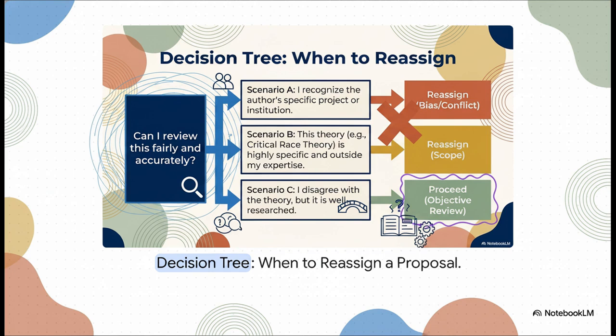Scenario A: you instantly recognize the author or the specific project. That's a clear conflict of interest. Go ahead and reassign it. Scenario B: The proposal relies heavily on a highly specific theory that is entirely outside your wheelhouse. Reassign it. But look at scenario C. You disagree with the author's theory, but it's well-researched and well-argued. In that case, you proceed. You review it objectively based on the rubric, not your personal preference.